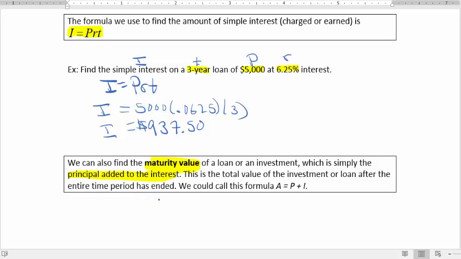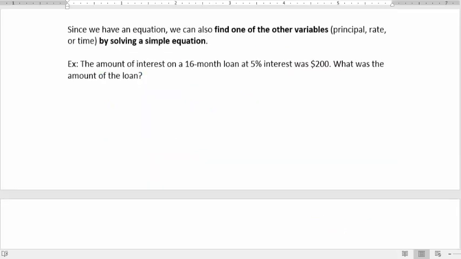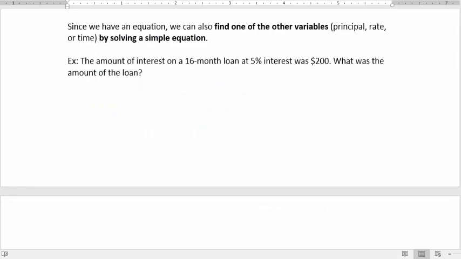So in this case, I'm adding the 5,000 with the 937.50, and that's going to be 5,937.50. So that would be your maturity value. What that is, is the total amount that you pay back after the 3 years. Right? So after the 3 years, you'd have to pay back 5,937.50.